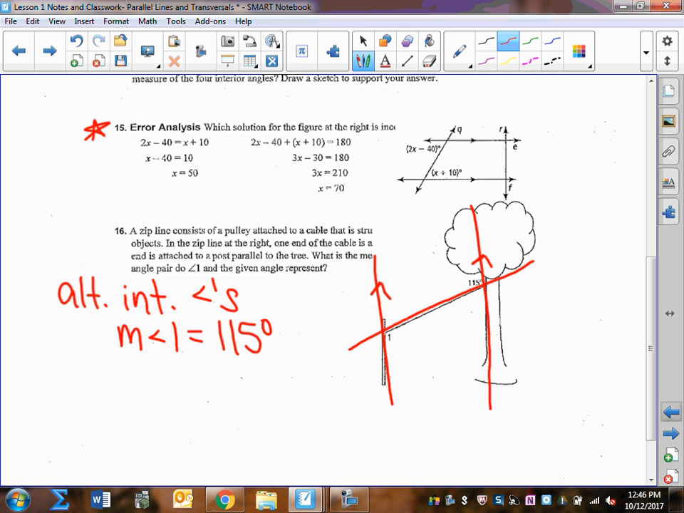Now take a look back up here at 15. It says which solution for the figure at the right is incorrect. So we have two different situations here. I want you to identify which one's correct and which one's incorrect. Take a little bit to look at that, and then share with your shoulder partner.